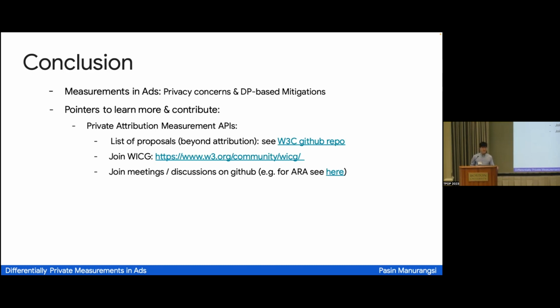And as I said earlier, I think ads measurement is a very important space that needs more experts to think about in terms of privacy, especially differential privacy. And I think it could have a pretty big impact. So I hope that many of you will take the opportunity to look around all these different proposals and maybe contribute towards some new and better solution. Thank you very much.